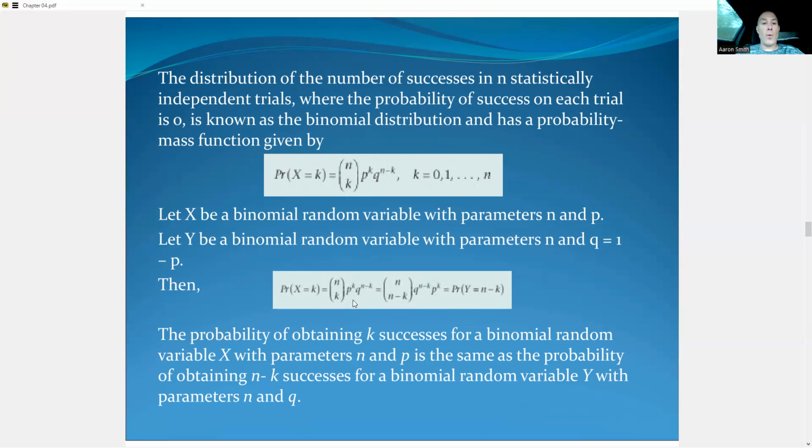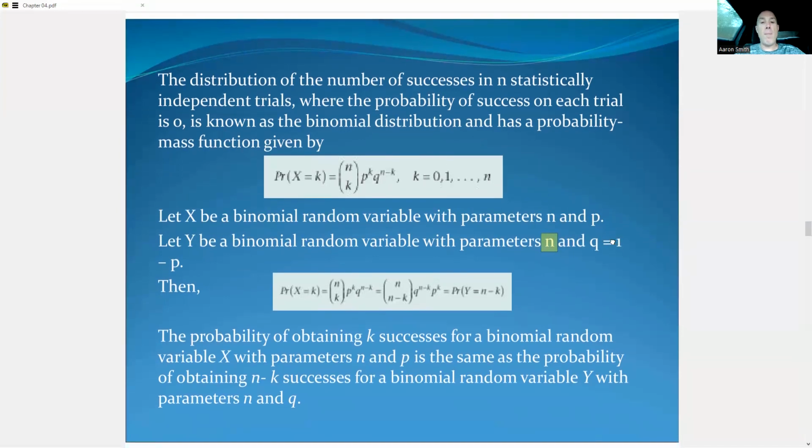And so this is showing the relationship here that if x is a binomial random variable with this many trials and success probability p, and y is a binomial random variable with the same number of trials, but its probability of success is 1 minus p, then the probability that x is equal to k is equal to the probability that y is equal to n minus k. So we have a symmetry going on here.